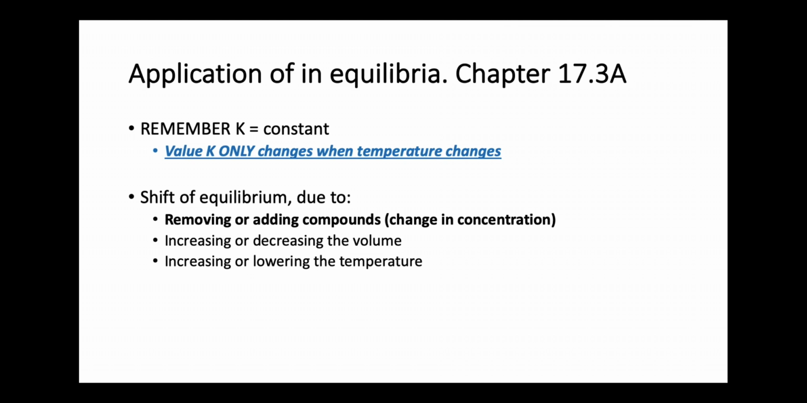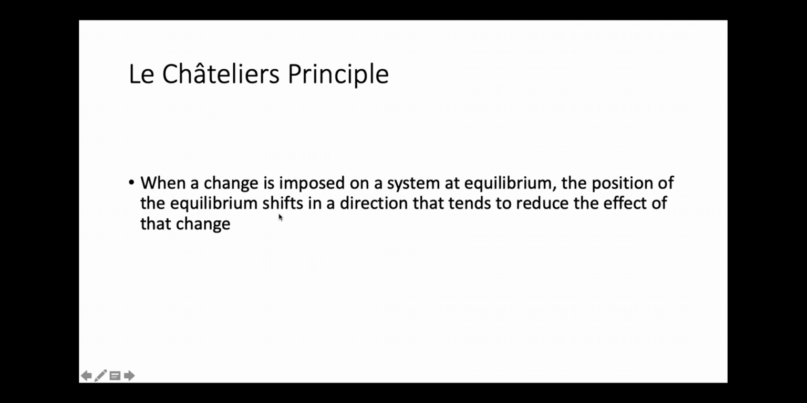So we're going to look at 3 different ways to influence an equilibrium. It's by removing or adding compounds, which is the same as changing concentration, increasing or decreasing the volume, or increasing and lowering the temperature. For the first two, adding or removing compounds, or changing volume, K will not change. For the last one, increasing and lowering temperature, K will change. We'll see it later. So let's look at the first one, adding or removing compounds.